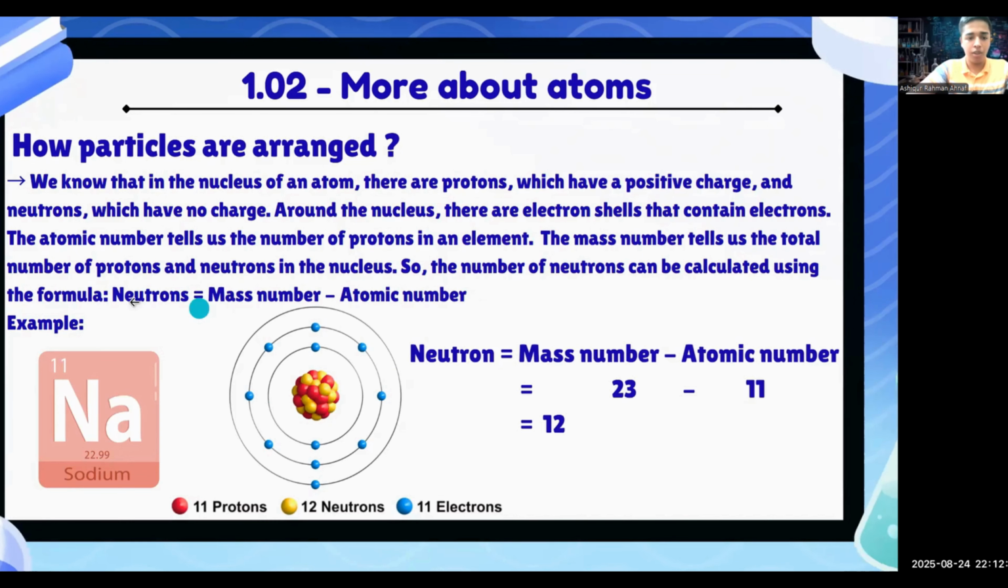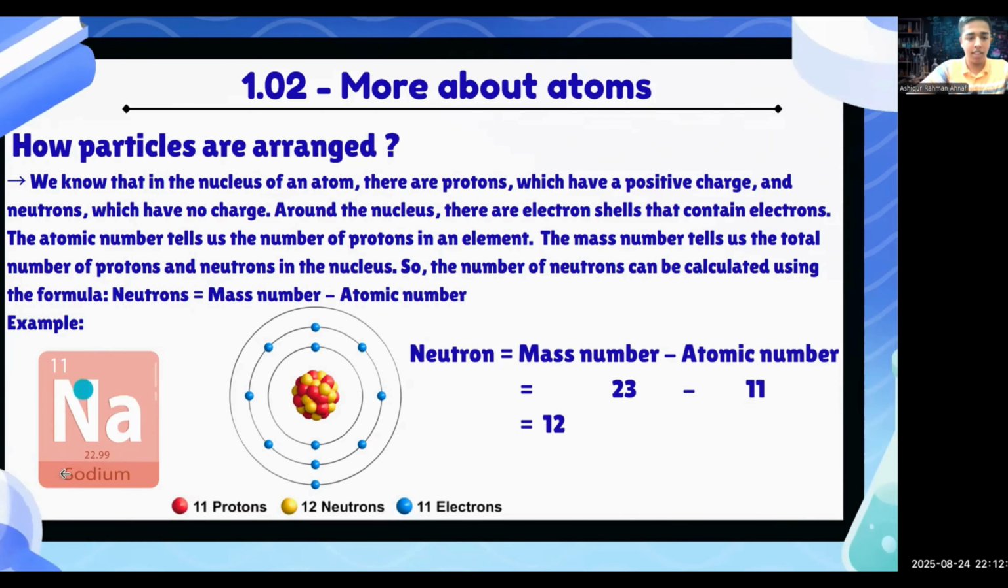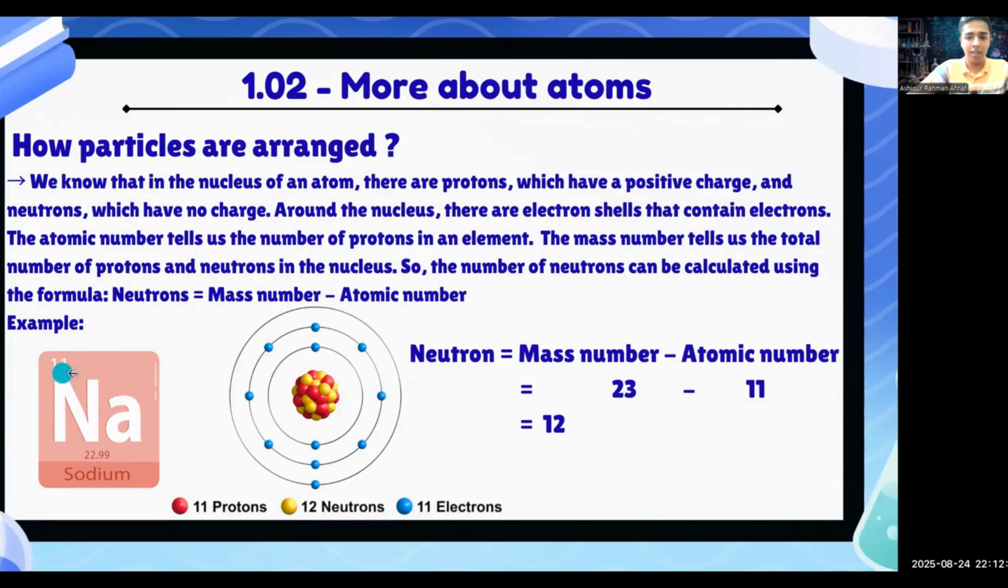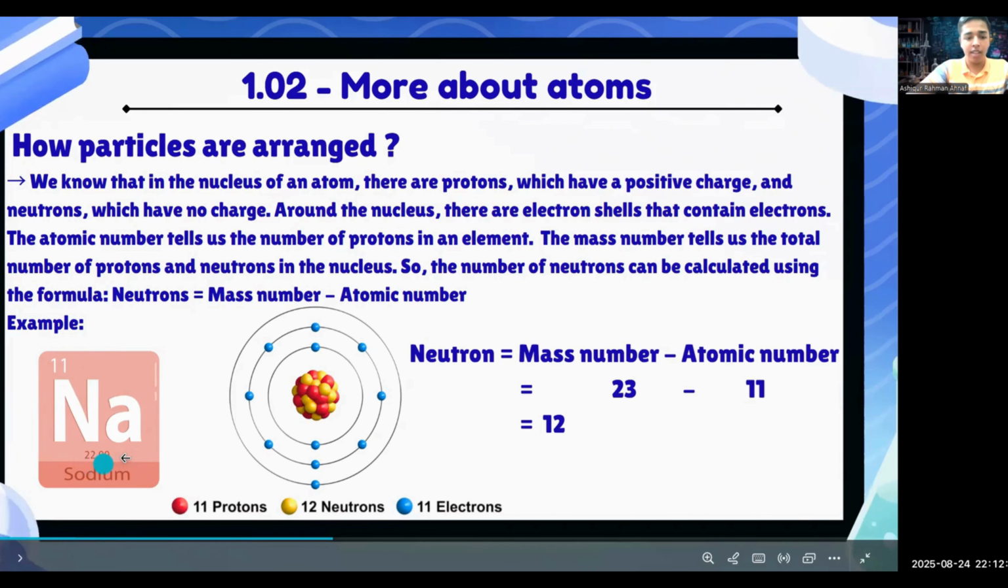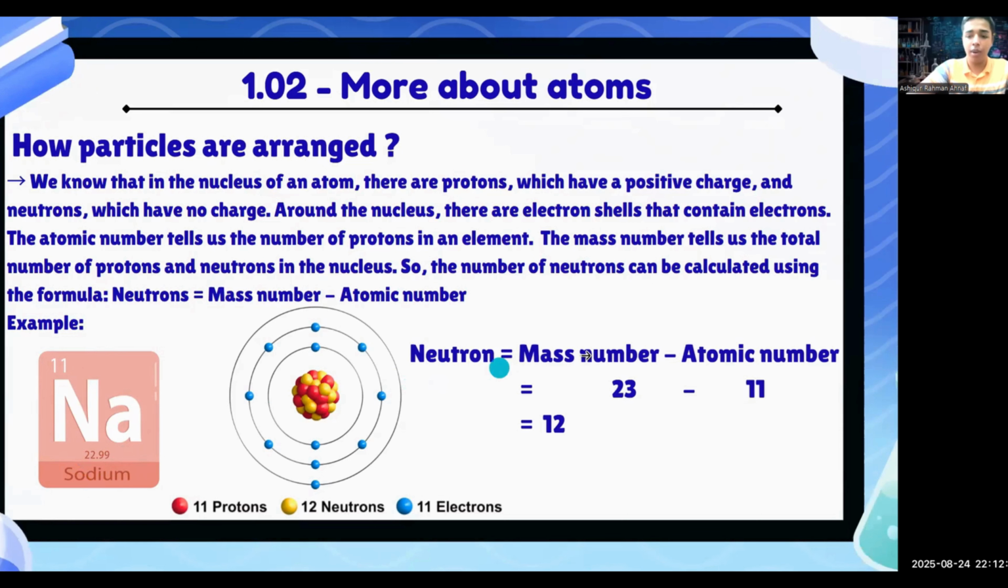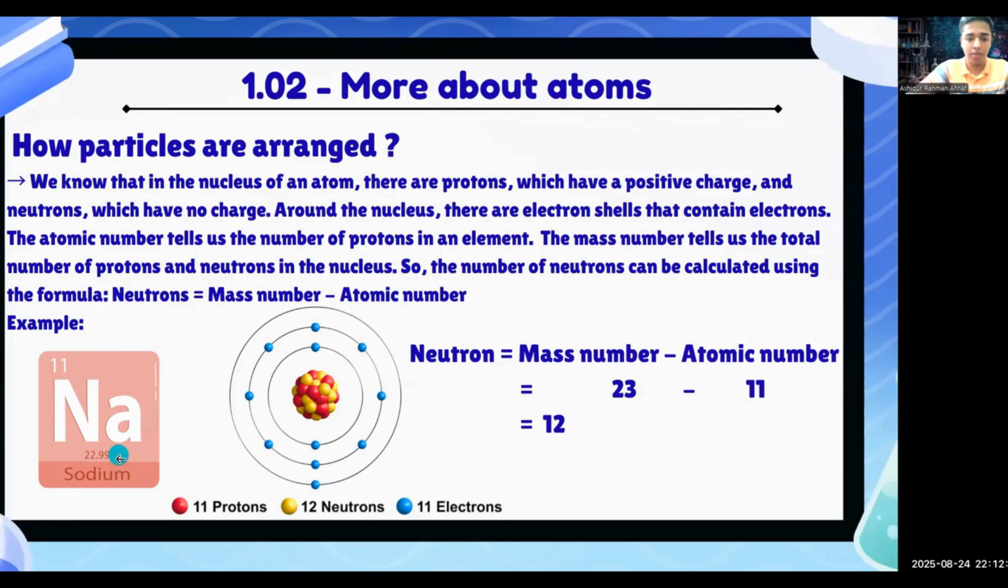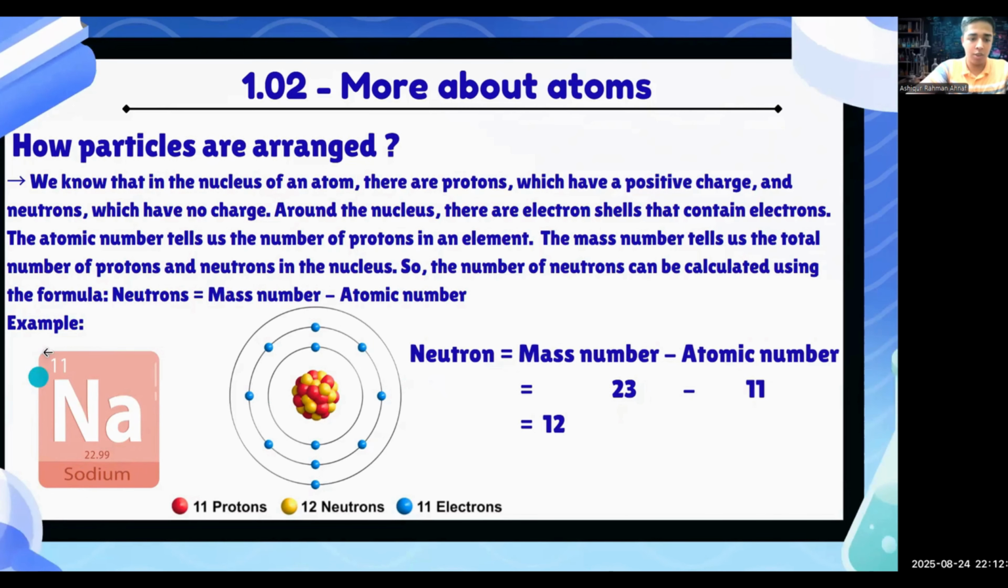For example, you can see this is sodium, Na. The atomic number is 11. The mass number is 22.99. Neutron is equal to mass number minus atomic number. You can see there is 23, because we round this number, we get 23 minus 11. Then we get 12. There are 12 neutrons.